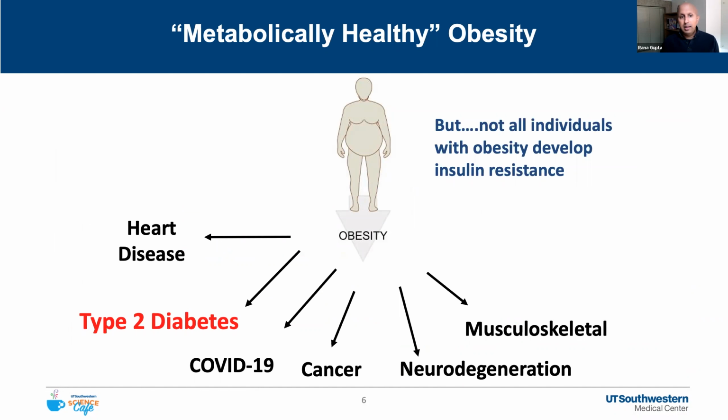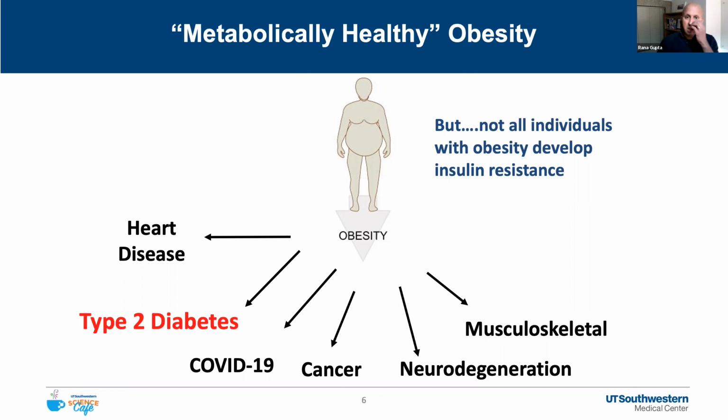Not all individuals with obesity actually develop insulin resistance and diabetes. Now, this implies that it's not your BMI per se that dictates whether you will develop diabetes and metabolic disease. There's something else that's happening associated with obesity that is leading to metabolic disease.